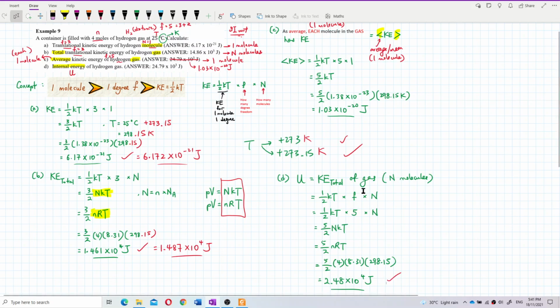So that's all. Total internal energy of gas means the total kinetic energy of all gas molecules, so you have N molecules and you need to multiply N. Degree of freedom is 5 because kinetic energy is general, not limited to only translational. It has rotational as well, and this is a diatomic gas. Hydrogen is a diatomic gas, so it has a total of 5 degrees of freedom. Multiply 5. Then NkT can change to nRT to use the number of moles.